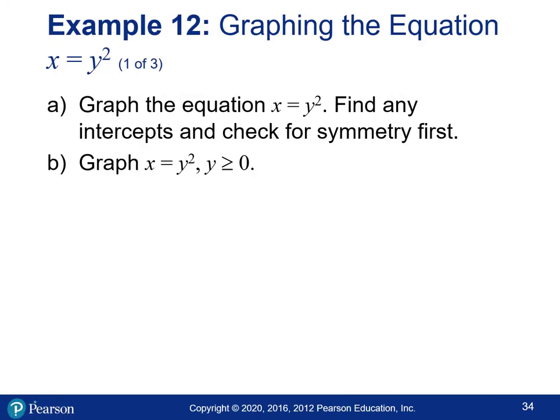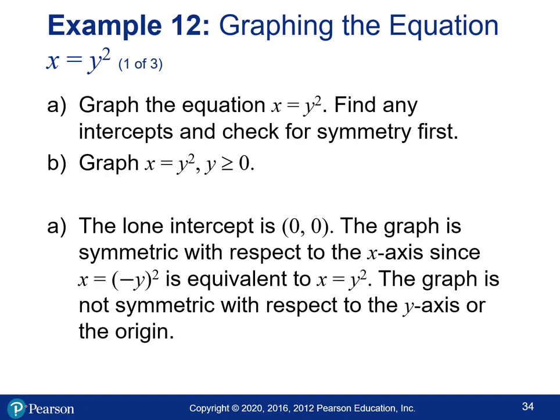Alright, let's try this example. This one says that we're going to graph this equation, x equals y squared. And we're going to graph it by finding intercepts and checking for symmetry. And then we're also going to graph it only looking at y being positive or 0, so greater than or equal to 0. Okay, so the only intercept, just like the last one, happens to be (0, 0). Plug in 0 for x and 0 for y, and you'll find out that this is the only intercept.